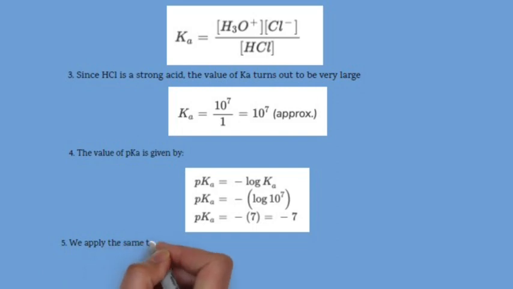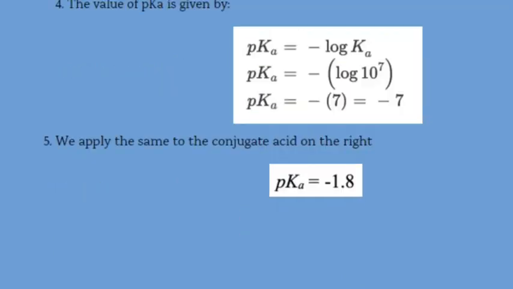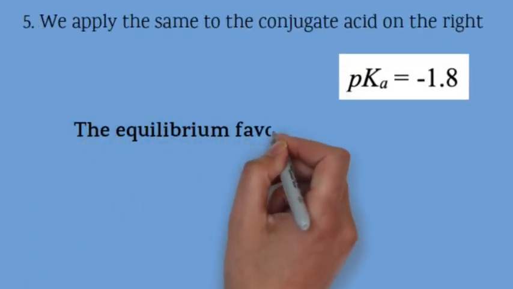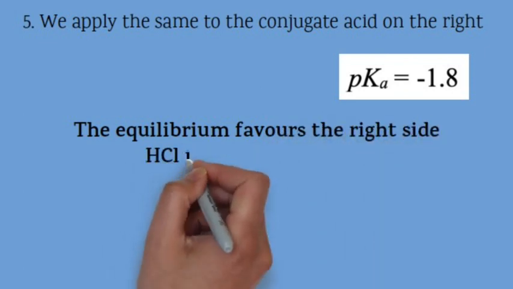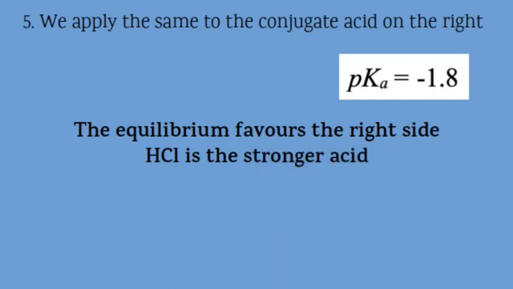Step 5, we apply the same calculation to the conjugate acid on the right and find the pKa is negative 1. Therefore, because the pKa of hydrogen chloride is negative 7, the pKa of the hydronium ion is higher, and therefore the equilibrium favors the right side. Therefore, HCl is a stronger acid.